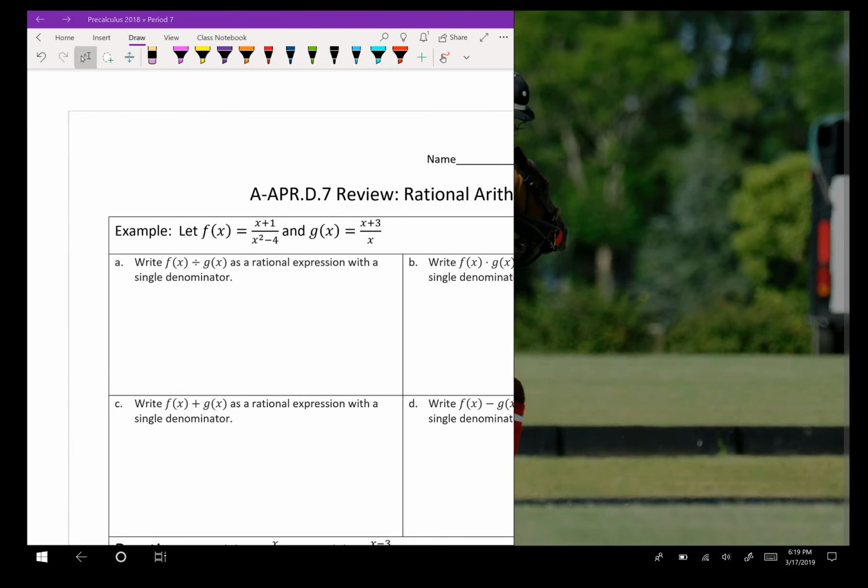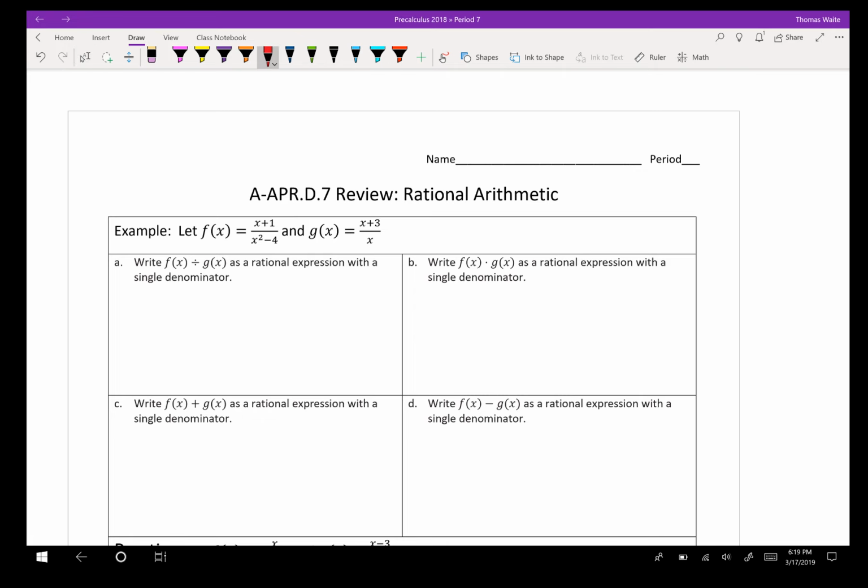Hey everyone, this is our review of the rational arithmetic standard. That's our standard there. This one is good to do first because it covers some basics that you'll be doing later on when we work with rational functions and their graphs. So let's jump right in.